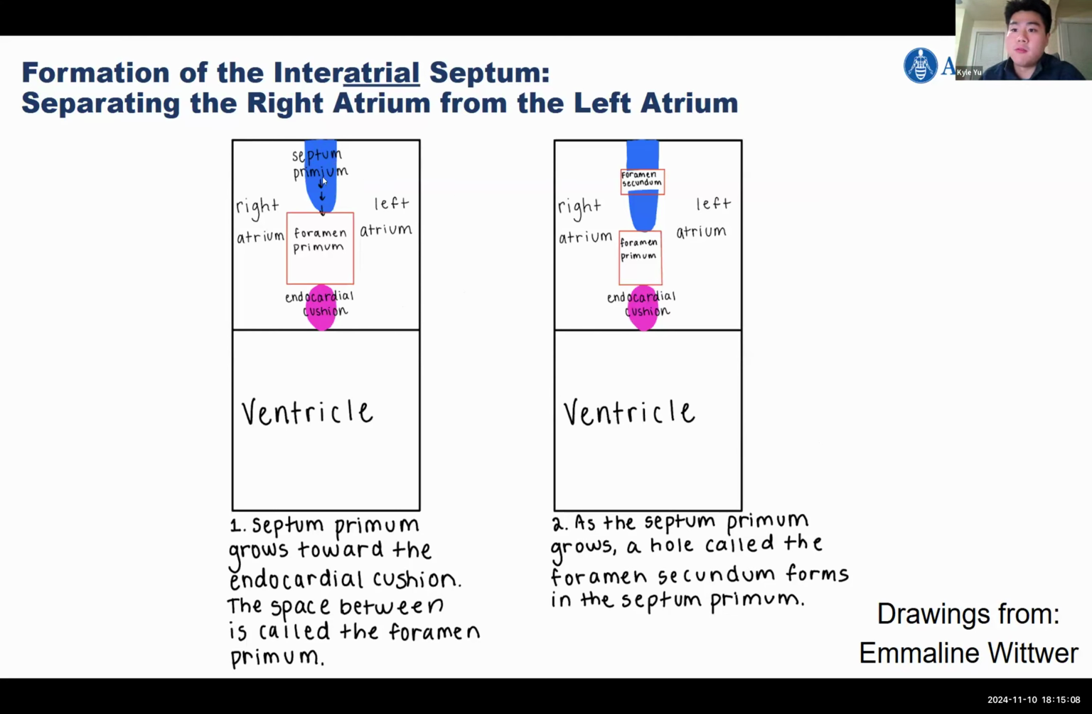So this kind of grows down from the floor of the primitive atrium, and then this forms what's called a foramen primum, foramen meaning opening or hole. And again, primum means first, so this is basically the first hole of the atrial septation. Then, as this septum primum is growing down, you actually lose some cells in the top, and this is what's known as the foramen secundum. So it's basically the second hole of the atrial septation.